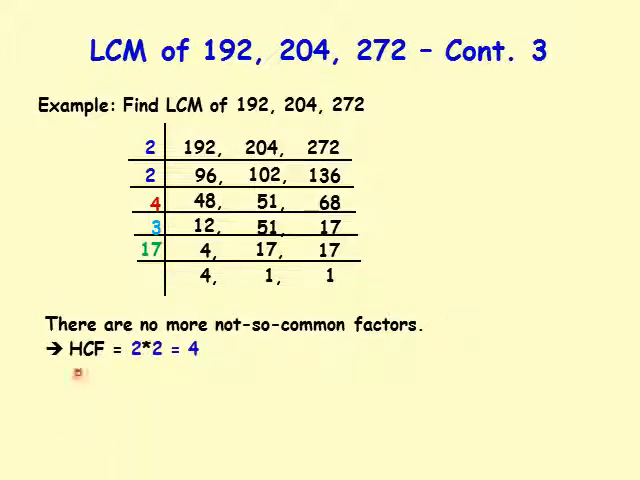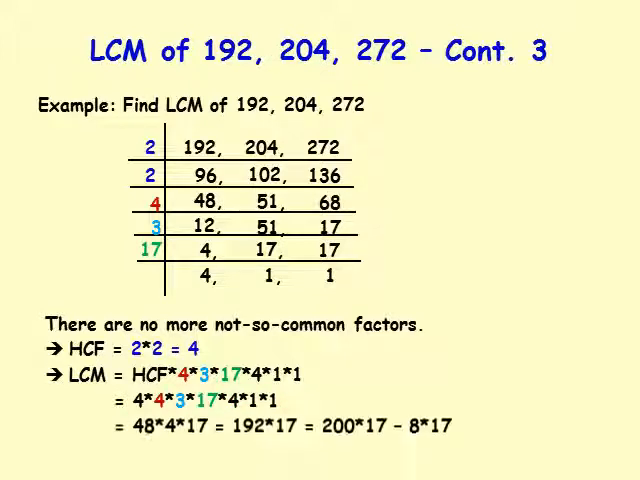So HCF is 2 times 2, the product of the factors which are common to all the numbers. And LCM is HCF times the not-so-common factors 4, 3, 17 and the individual factors 4 and 1 and 1. That equals 4 times 3 times 17 times 4 times 1. 4 times 4 is 16, times 3 is 48, times 17.